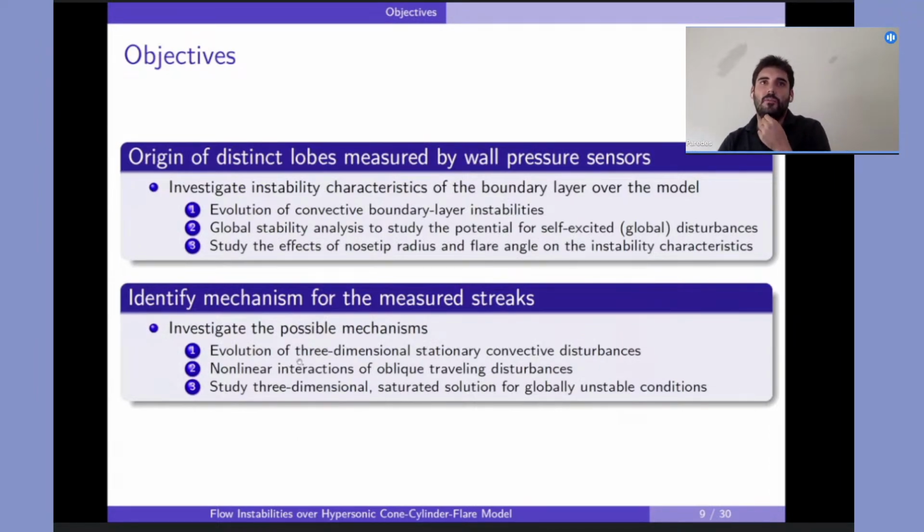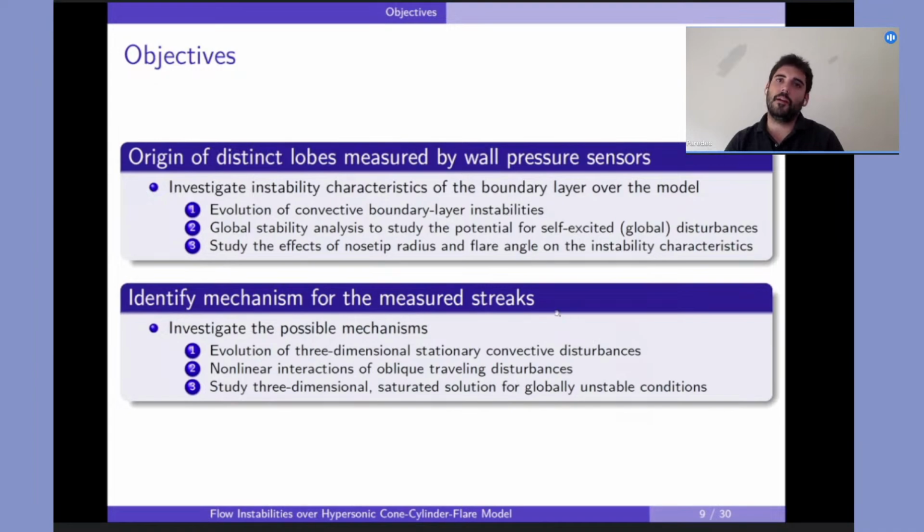For that, what we did was investigate the instability characteristics of the boundary layer over the model. We study the evolution of convective boundary layer instabilities. Also, we did the global instability analysis to study the potential for self-excited disturbances in the separated region. And we also studied the effect of the nose tip radius and the flare angle on the instability characteristics, because there is always some uncertainty in the experiment to small changes.